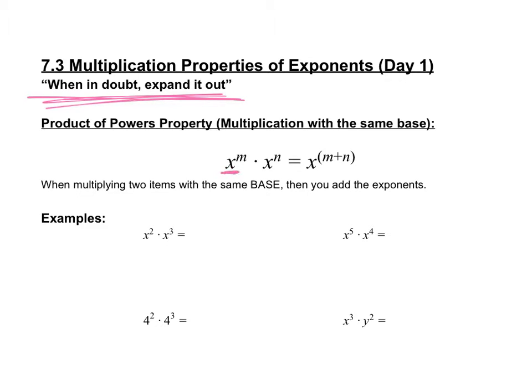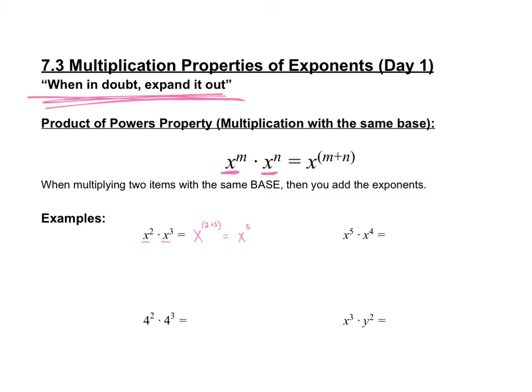The x in this case is our base, not the exponent. So the bases are the same, but the exponents might be different. If this is the case and you're multiplying, then you want to add the exponents. So this first example, x squared times x cubed. We have the same base, they both have an x. If I add my exponents, 2 plus 3, that gives me x to the fifth.